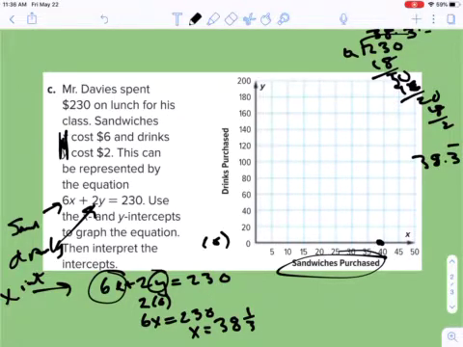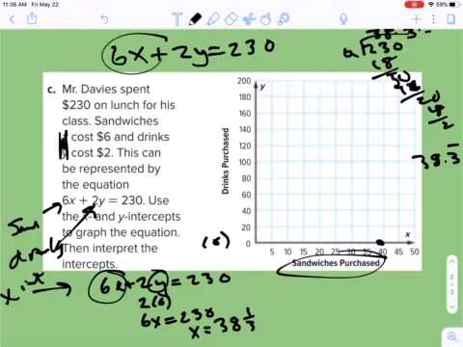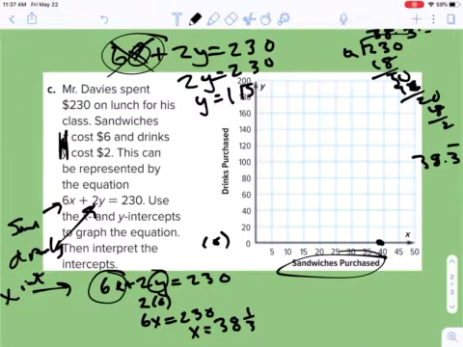Now 2y equals 230. So if he said, you know what, I'm only going to buy them drinks, they're really thirsty and they've been eating popcorn all day, so I'm just going to give them drinks. So 2y equals 230. And the reason we're getting rid of this 6x is because x is 0, because he's not buying any sandwiches. These are the 2 different extreme cases. So 2y equals 230, so y equals 115. So he can buy 115 drinks if he doesn't buy any sandwiches. And that's going to put us right about up here somewhere.